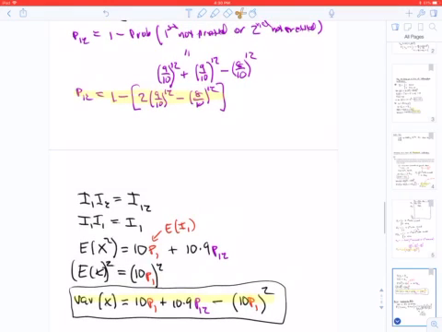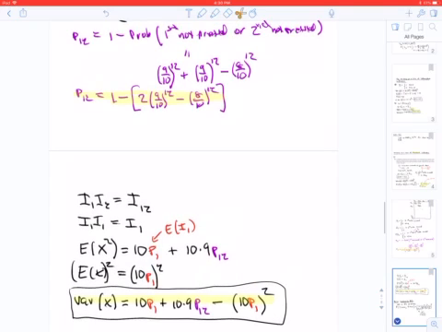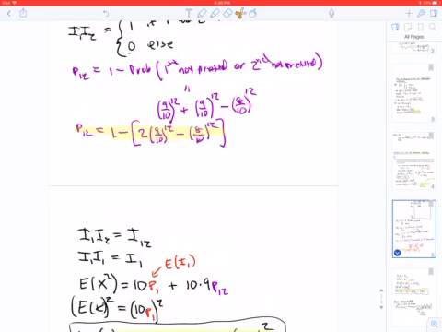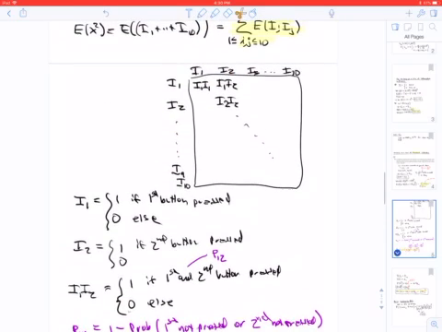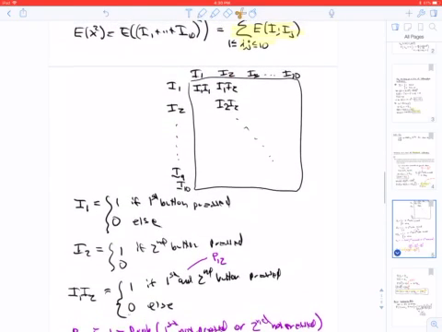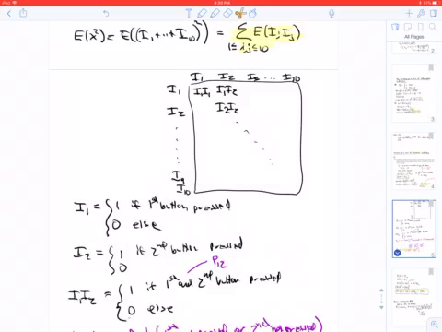So I1 I2 is the same as, let's call it, I12. It's an indicator. It's 1 if the first and second button are pressed. And I1 times I1 is 1 if the first button is pressed and the first button is pressed. In other words, the first button is pressed. So it's just the same as I1. So in this grid here, we have 10 diagonal terms and we have 90 off diagonal terms.